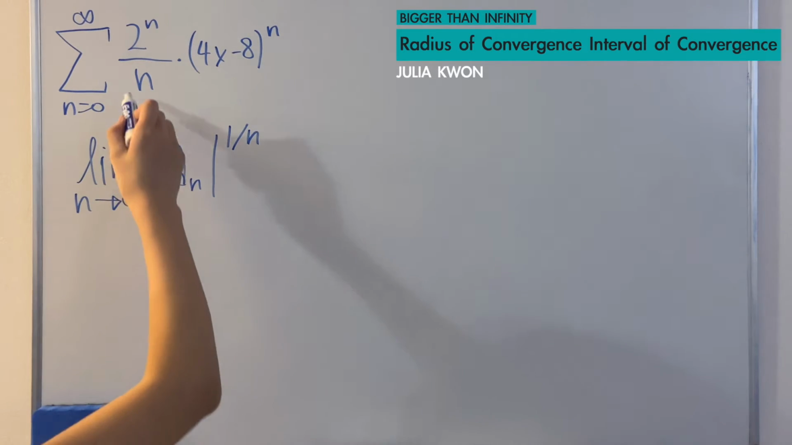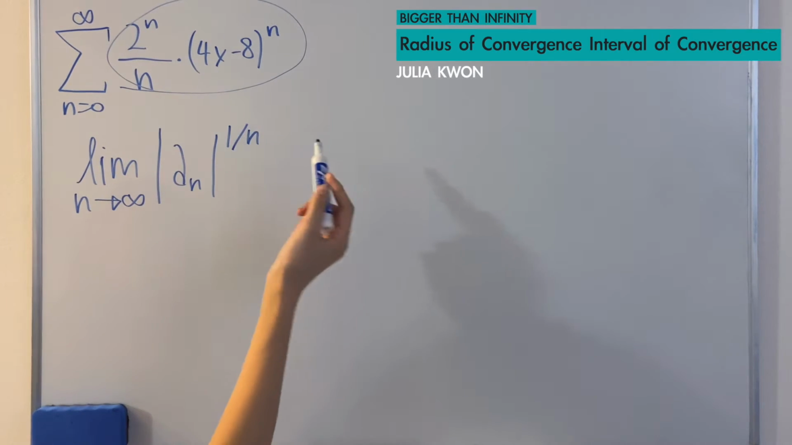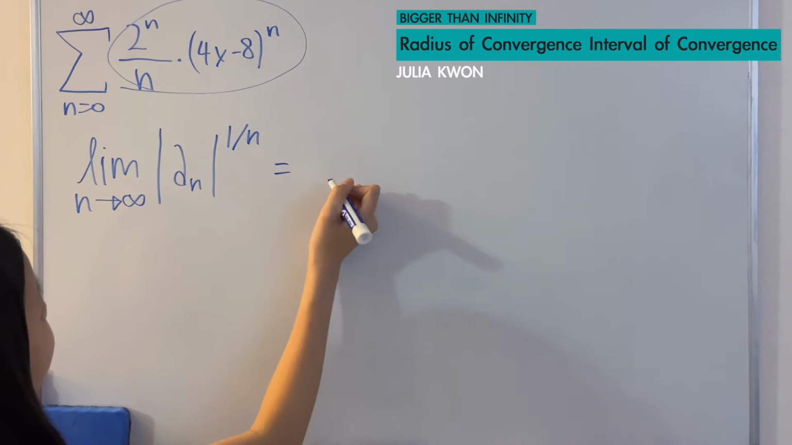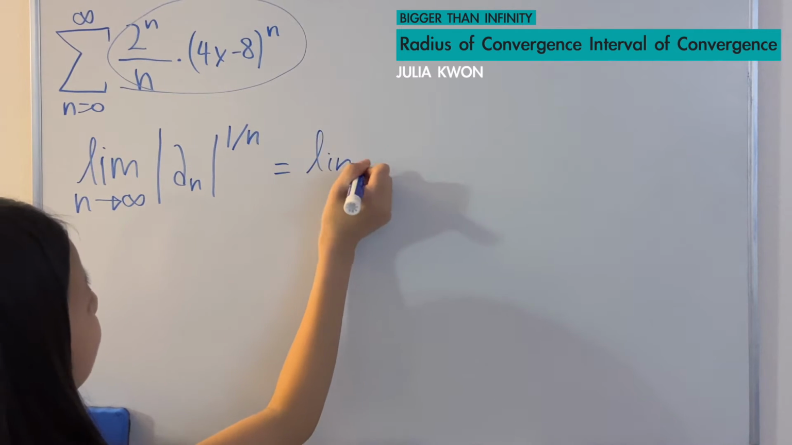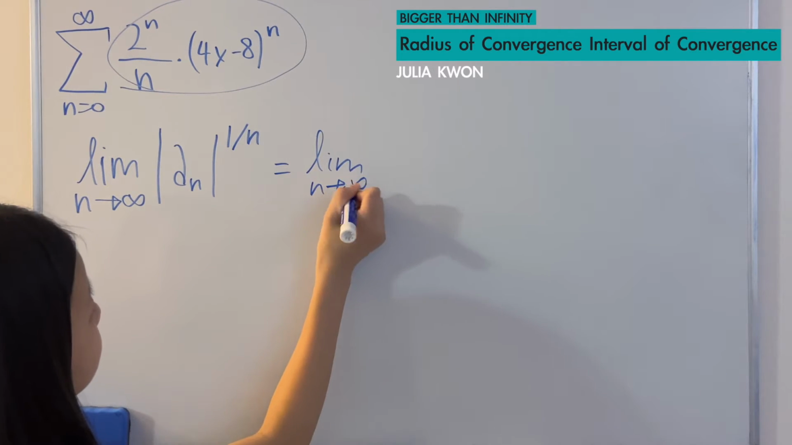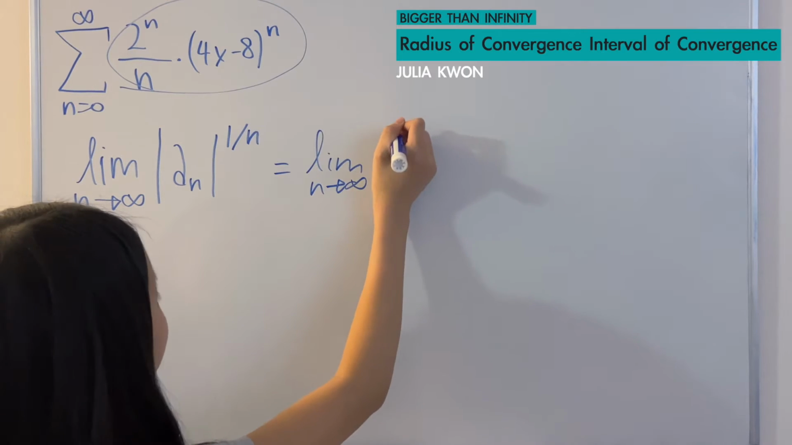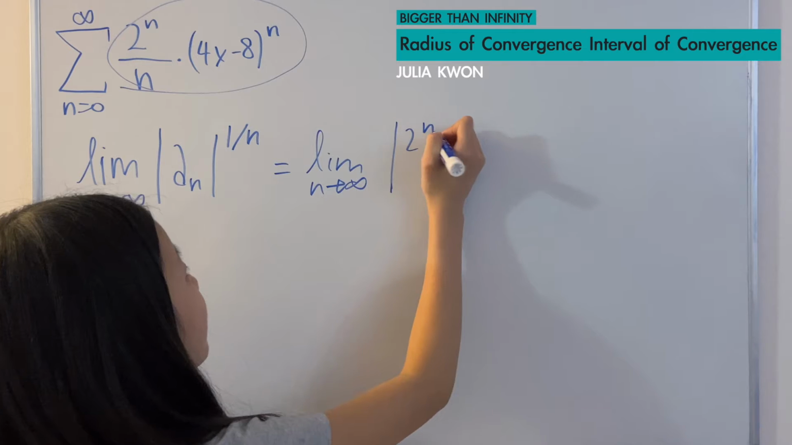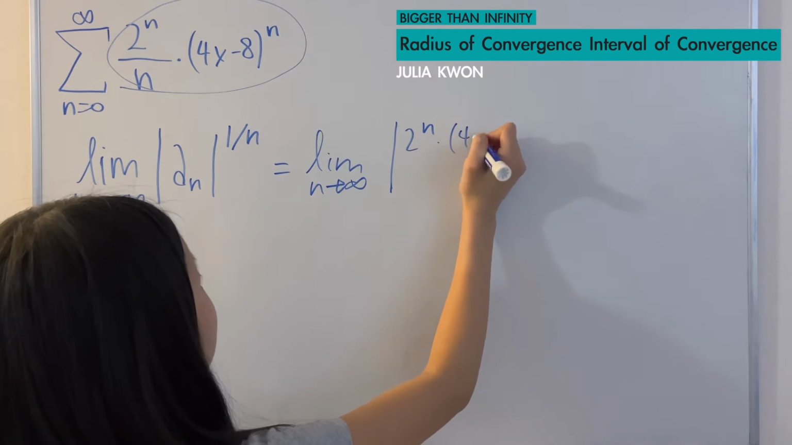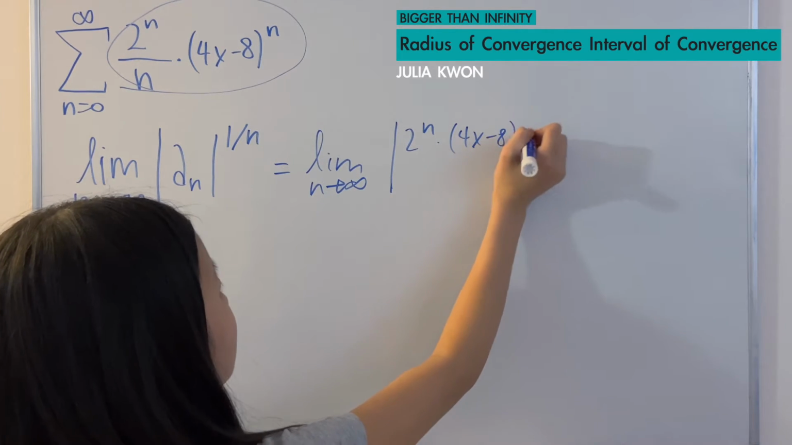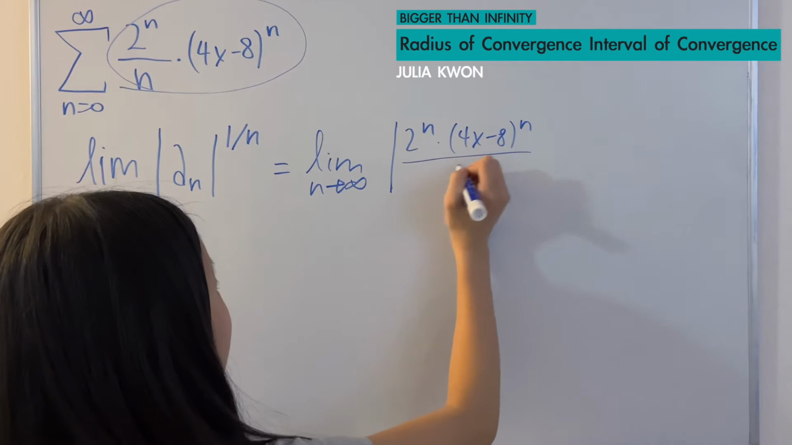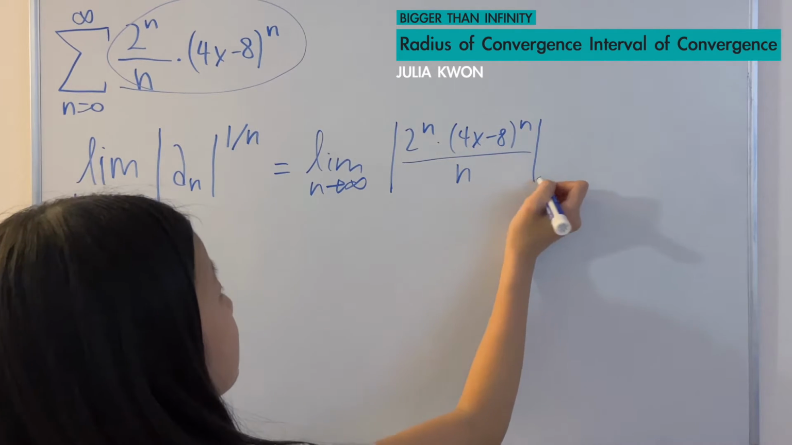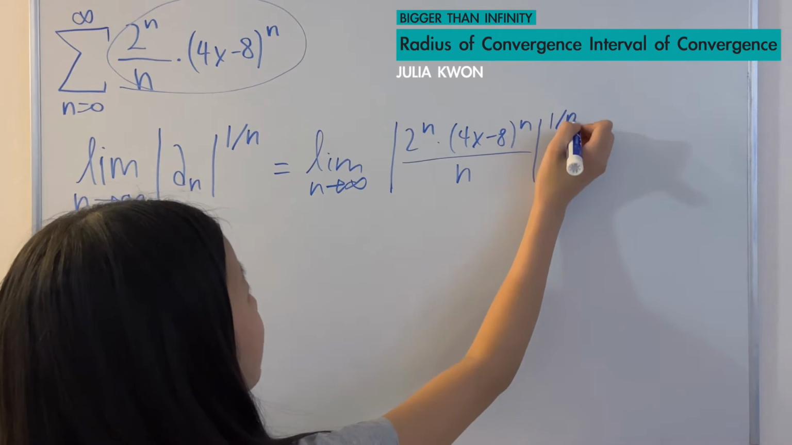Here, a sub n is just our series. So if we substitute that in, we'll have the limit as n approaches infinity of the absolute value of 2 to the power of n times 4 times x minus 8 to the power of n divided by n, all of this to the power of 1 divided by n.